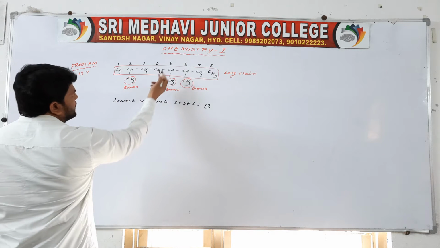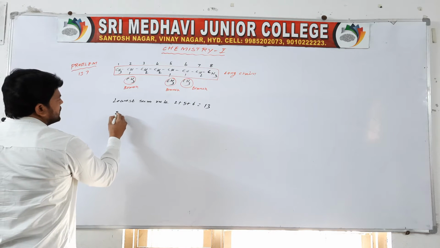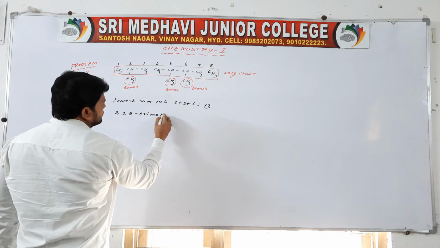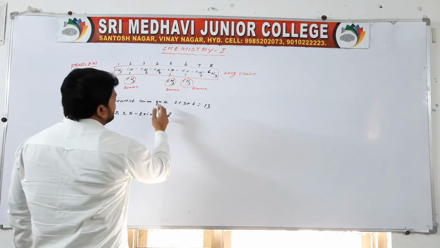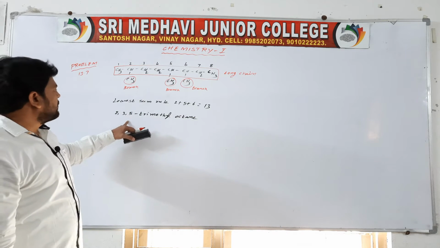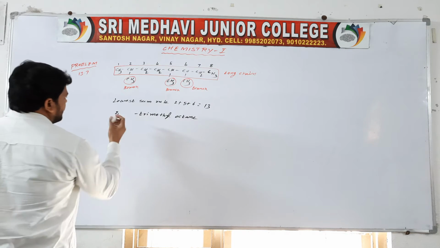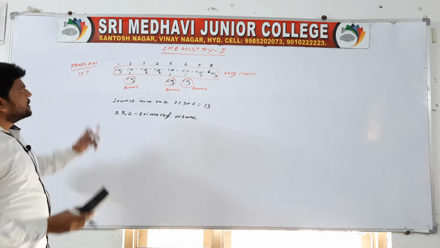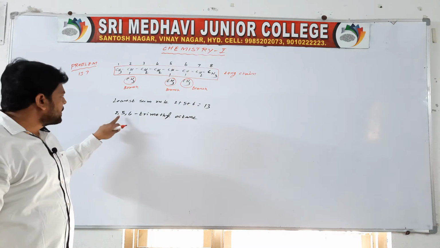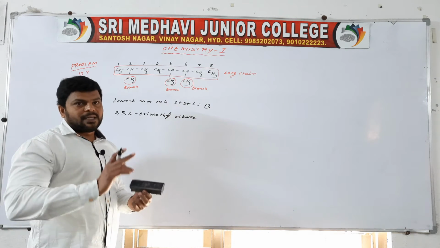The second carbon contains methyl, the fifth carbon contains methyl and the sixth carbon contains methyl. So we write 2, 5, 6 trimethyl octane, because the three groups are the same. Its positions are the second, the fifth and the sixth. It is one type.